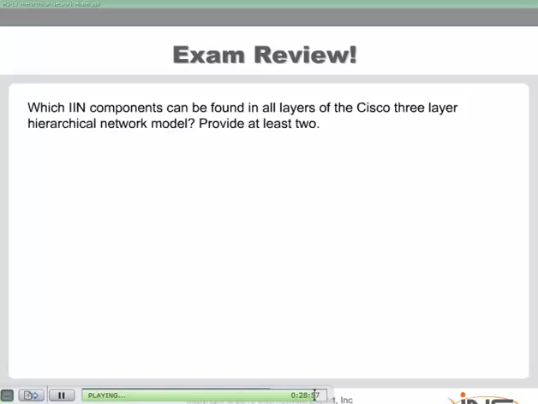Provide at least 2. I'm seeing our audience chatting them in right away. Great job to our live studio audience. Yeah, definitely QoS and redundancy absolutely come to mind. Those are things that might end up in all 3 layers of the hierarchical network model. They don't have to. They won't in all implementations, but they tend to.